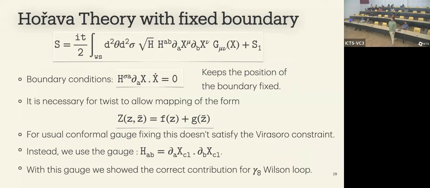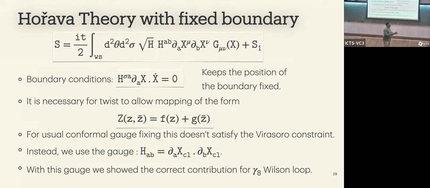Now, for this Hořava's theory, you can check what the boundary condition is. Till now, we didn't have any boundary, so we didn't talk about the boundary condition. But this is the boundary condition, which eventually says that the cross product between the derivative along the boundary and the derivative orthogonal to the boundary is zero. That's basically the boundary condition you get, and it keeps the position of the boundary fixed. That's what you want. You don't want any transformation which changes your boundary.